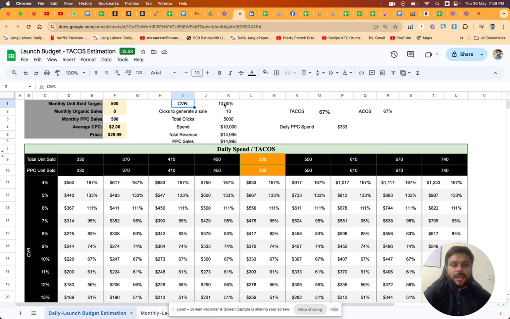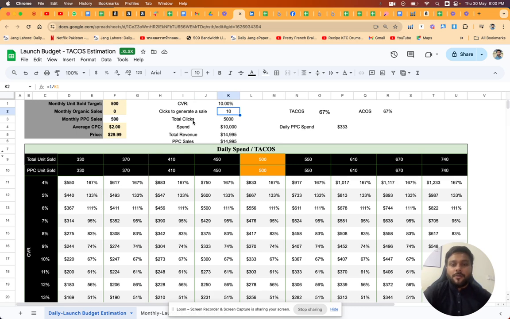year, and I have already checked the category conversion rate, the market conversion rate, and by seeing all these conversion rates, I put 10% conversion rate. I have decided to put 10% conversion rate for a new launch product. So how many clicks do we need to generate one sale? Because our conversion rate is 10%, we need 10 clicks to get one sale.